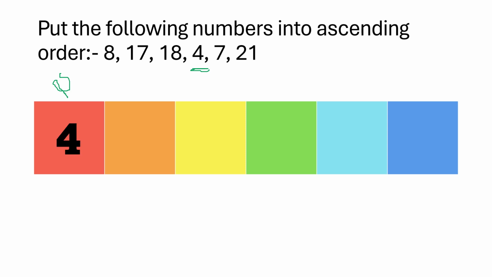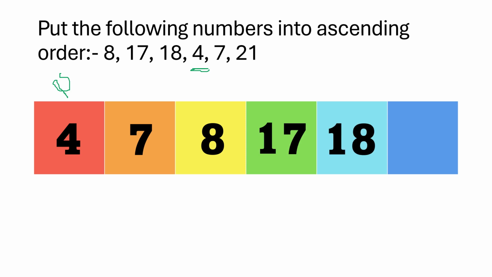So we will put 4, then we will put 7, then we will put 8, then we will put 17, then we will put 18. And what is our biggest number over here? The number 21. So we will put it in the dark blue, which represents the biggest.